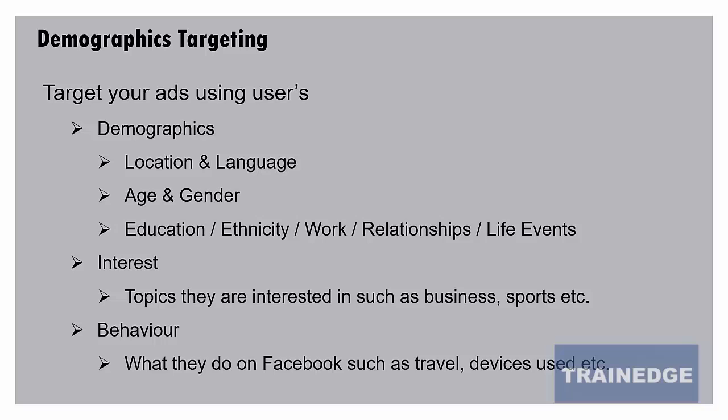The actions you take on Facebook, for example, travel. If you share travel photographs, you're sharing your locations when you're traveling. Facebook knows you are traveling. So that is a behavior. Facebook knows what kind of devices people are using. So that's another behavior you can target.